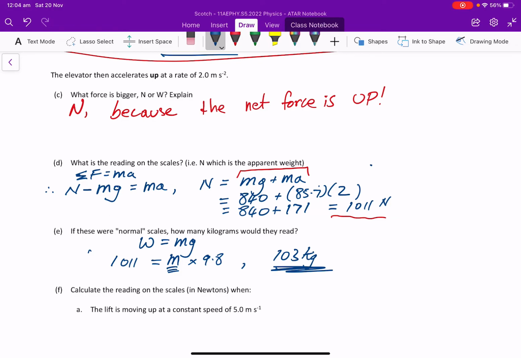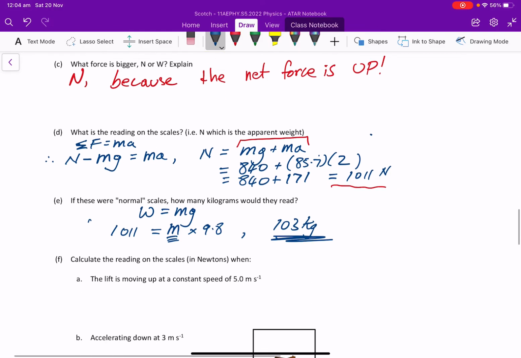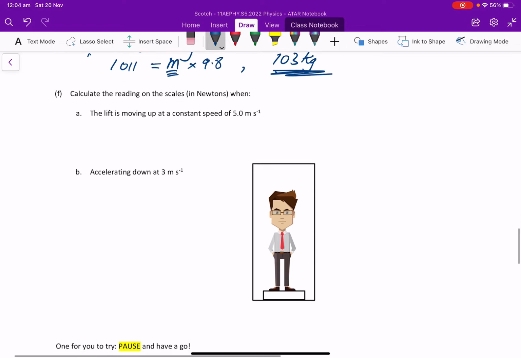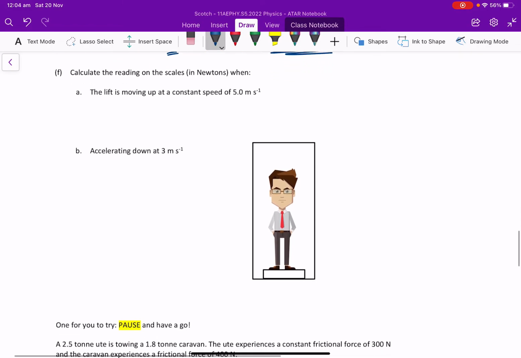If we were doing this on the Moon, it wouldn't be 9.8, it would be 1.6. Now, calculate the reading on the scales in newtons when the lift is moving up at a constant speed of 5, accelerating down at 3. Let's do that, then I'm going to get you to have a little pause. In fact, I'm going to get you to pause now. Pause and just quickly have a go.